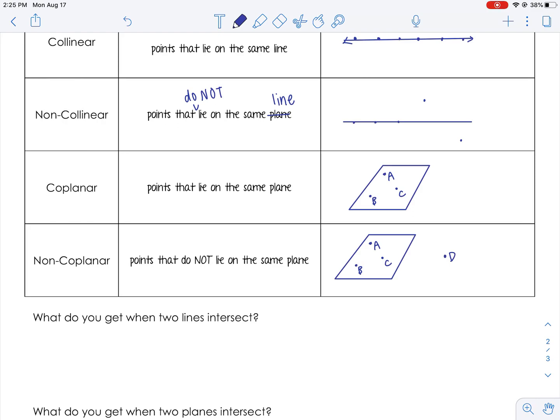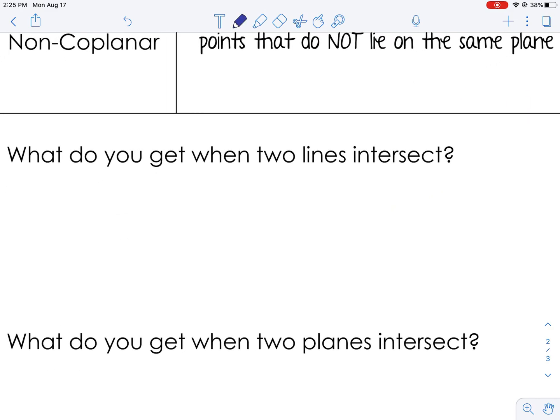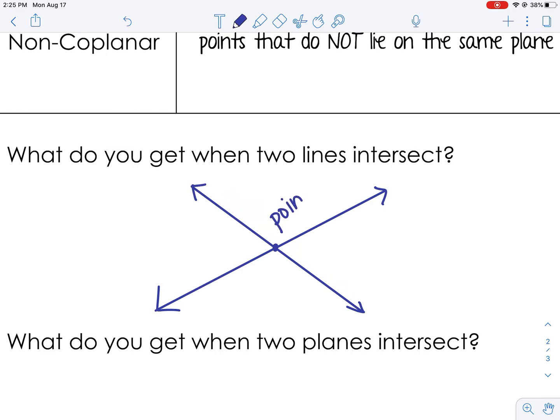So now that we've talked about all of the basic building blocks of geometry, let's talk about intersections. Intersect just means when things meet or when things cross. So what do you get when two lines intersect? I'm going to draw it and have you take a guess. There's one line. Here's another line. Where they cross, you get a... Hopefully you said point.